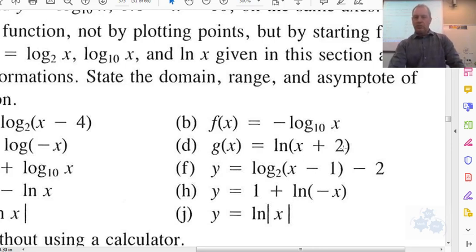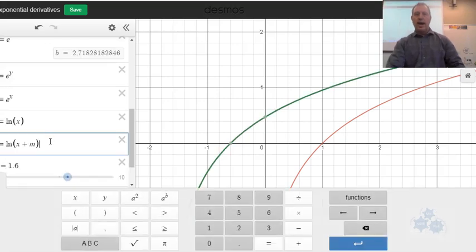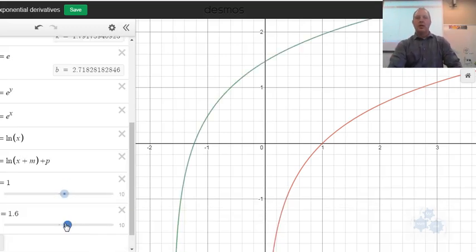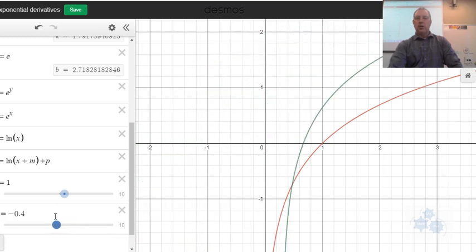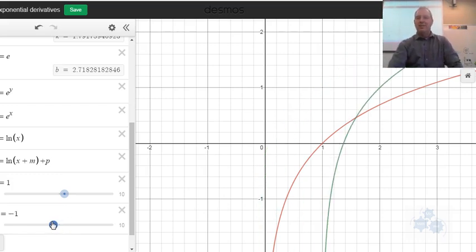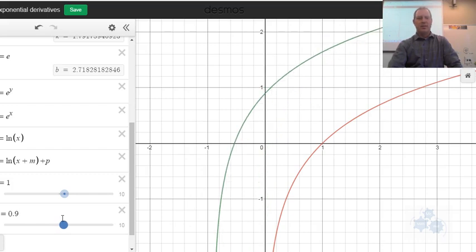Now, what about outside the brackets? Let's add something outside and see what that does. Let's add p, another slider. As p gets larger, it goes up. As p gets smaller, it comes down. Now that looks like it's going left, doesn't it? But it's actually going down. Our view looks like it's going left and right, but it's actually going up and down.